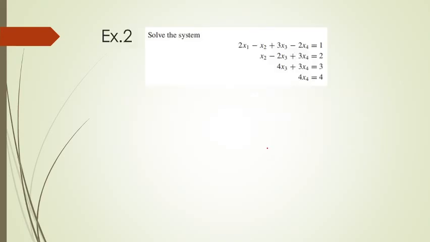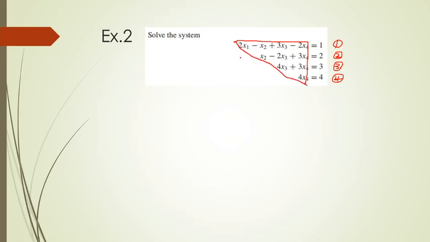Let's check one more example. Solve this 4x4 system using back substitution. Of course, this is still a triangular form, right? So is everyone clear? That's why we call it triangular form, because it's formed in this format.